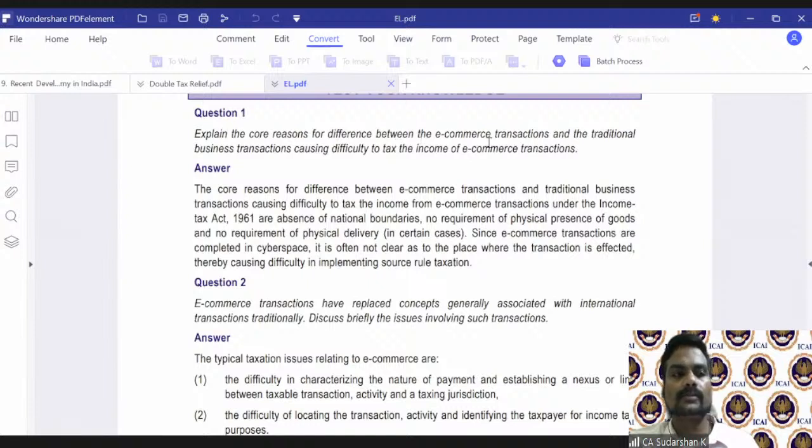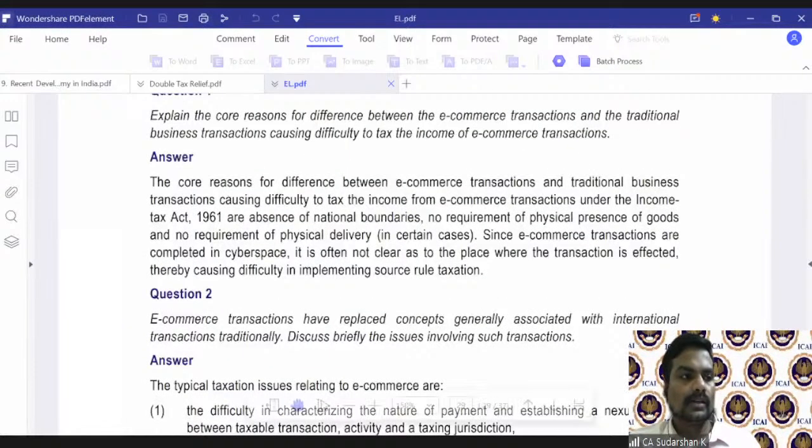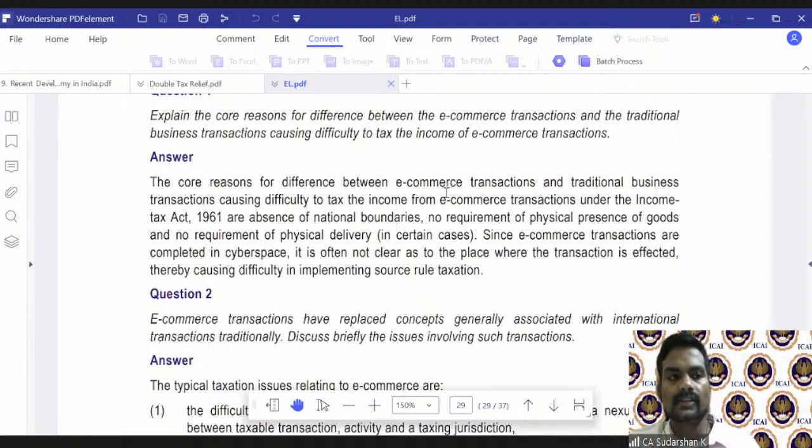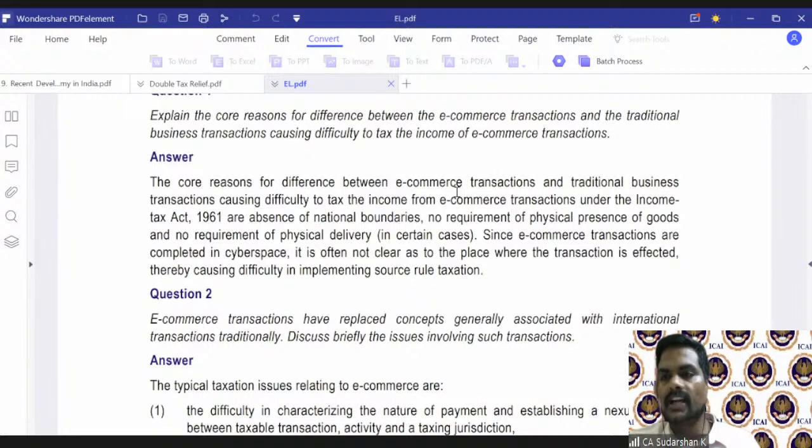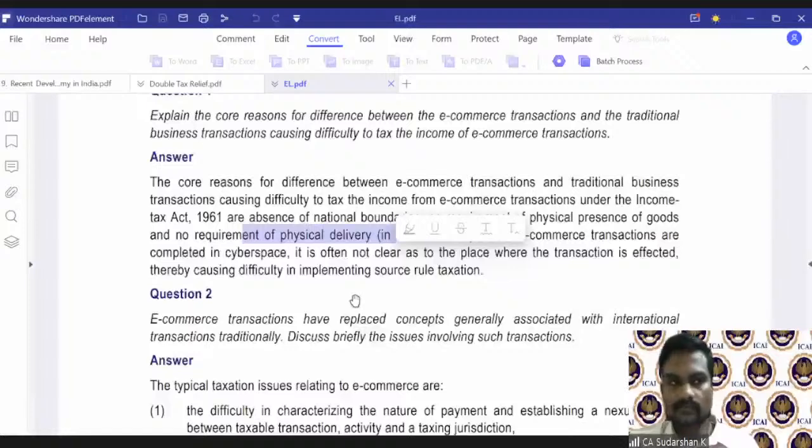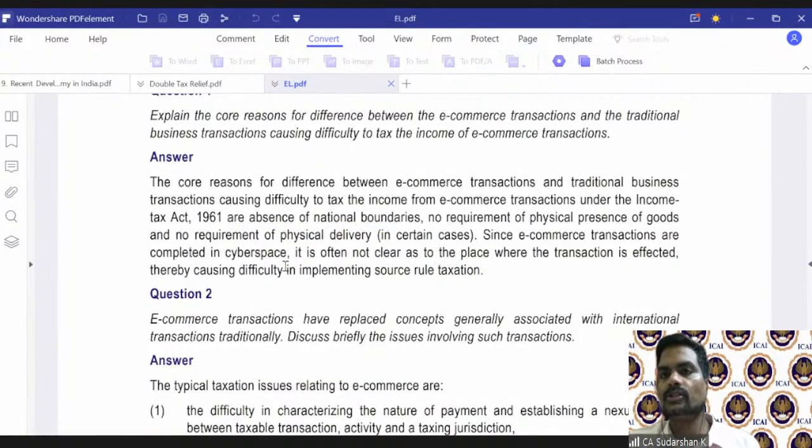Explain the core reasons for difference between the digital transactions and the traditional business transactions, causing difficulty to tax the income of digital economy. The core reasons, as we've already discussed, are the absence of national boundaries. There's no requirement of physical presence. So things are getting blurred, becoming more and more intangible. No requirement of physical presence of goods and no requirement of physical delivery in certain cases. Today we just buy subscriptions online, etc.